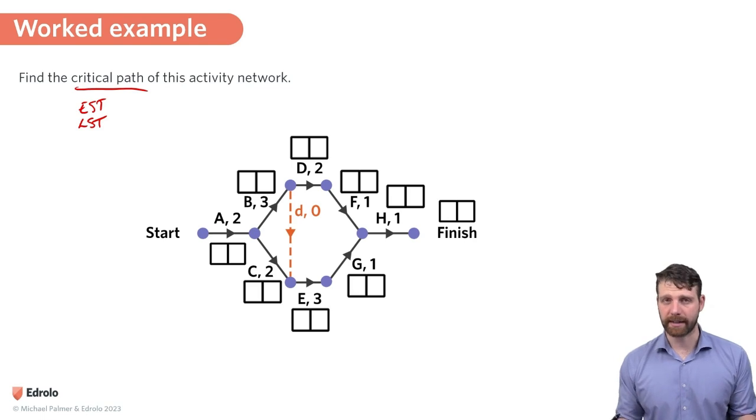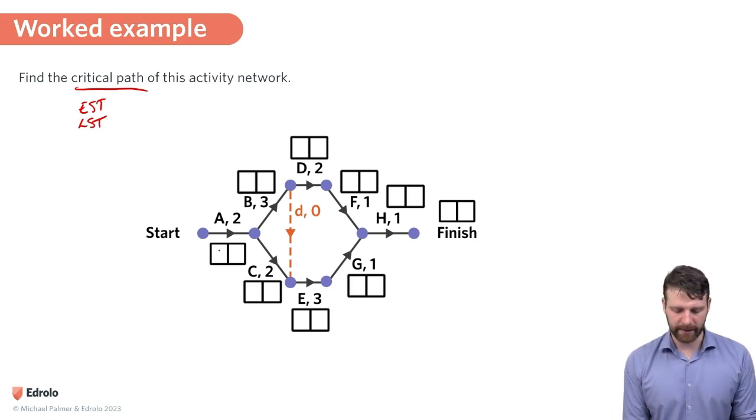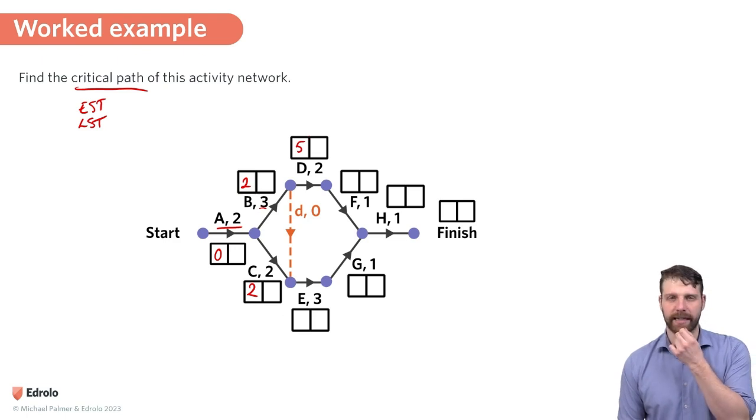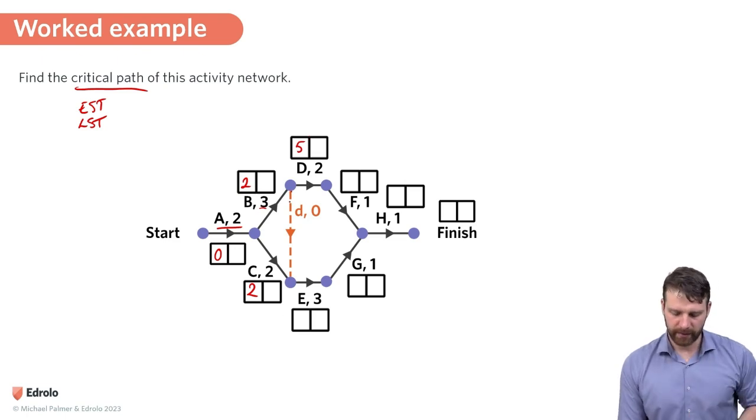So let's dive in. We have to start with EST, so let's do that. I've got this network here, and I can start activity A at 0. I'm just going to go forward now and do this, and hopefully you can keep up. So I've got 2 minutes to finish A, so I can start B in the second minute. I can start C in the second minute, and then B is 3 minutes, so it takes 5 minutes until D can start. And then I've got this dummy activity here.